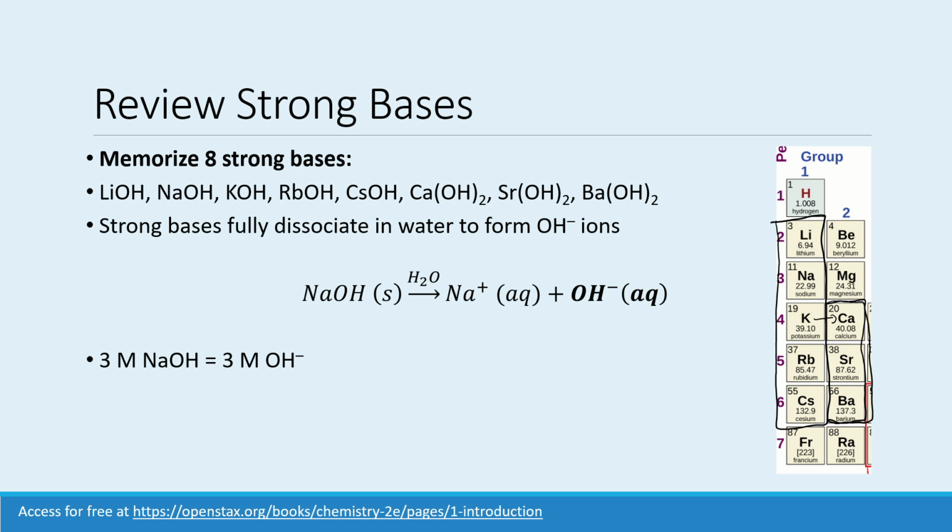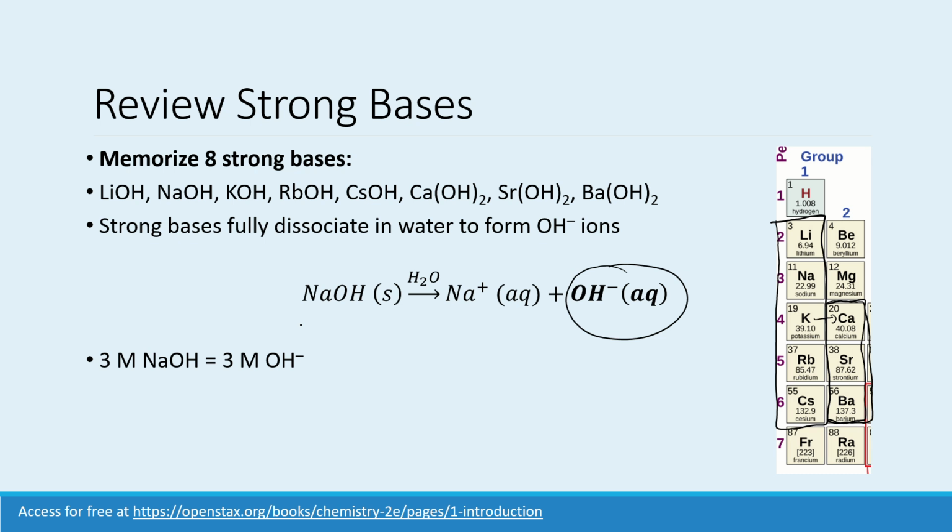Okay, so those are your 8 strong bases. Those can be memorized probably based on the periodic table. Group 1 and Group 2 metal hydroxides. So just like your strong acids, your strong bases are going to fully dissociate in water. This time I put the water over the arrow just because it would be redundant to have it on both sides. But when that base dissociates in water, it forms your hydroxide ion concentration.